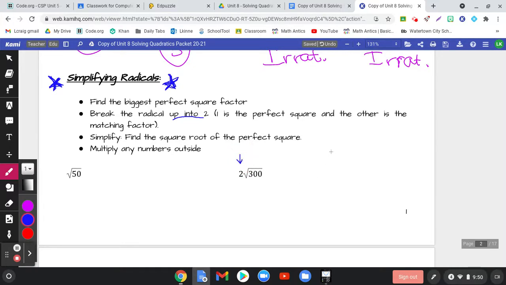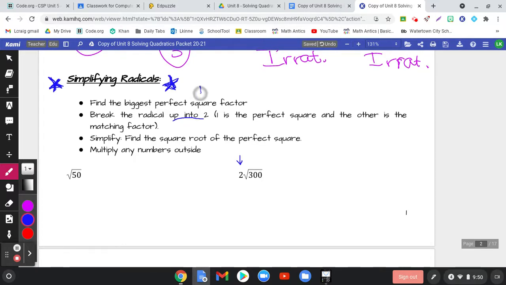All right, so let's take a look at 50. First, let's think about our perfect squares. 1 times 1 is 1. 2 times 2 is 4. 3 times 3 is 9. 4 times 4 is 16. 5 times 5 is 25. 6 times 6, 7 times 7, 8 times 8, 9 times 9, 10 times 10, 11 times 11, and so on. Those are all perfect squares. So if you can think of a factor, something that can be multiplied to get this, you want to pick that. And you want to pick the largest one.